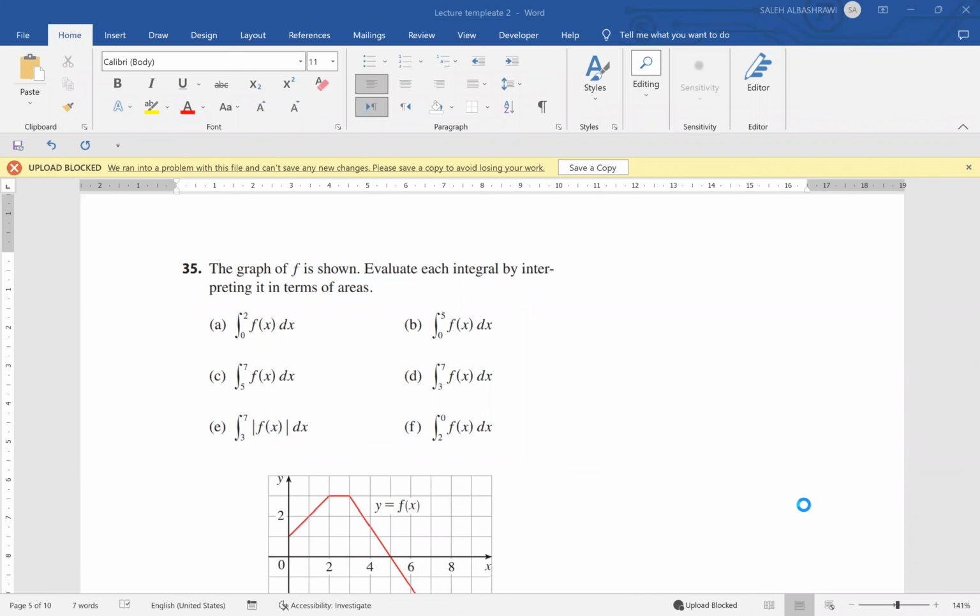Bismillah ir-Rahman ir-Rahim. We are discussing the definite integral and how to evaluate it. In some cases, when the function is given, or the graph of the function is given, and it can be converted to regular shapes, it will be useful to find the area of these regular shapes to evaluate the integral, like what we have in this example.